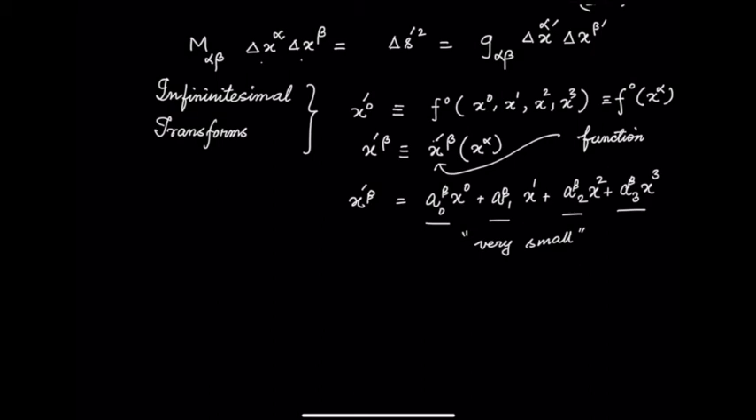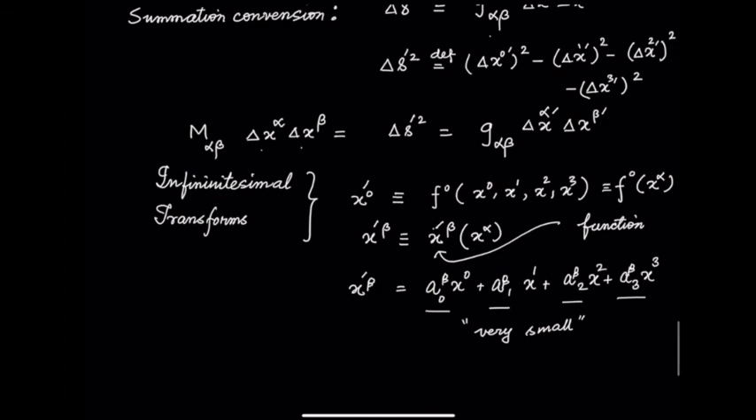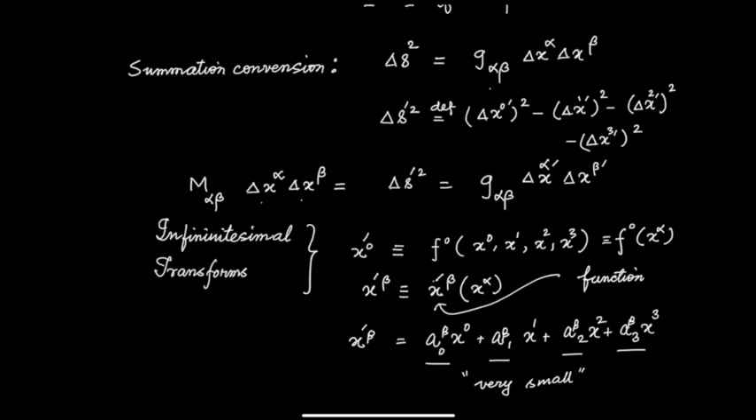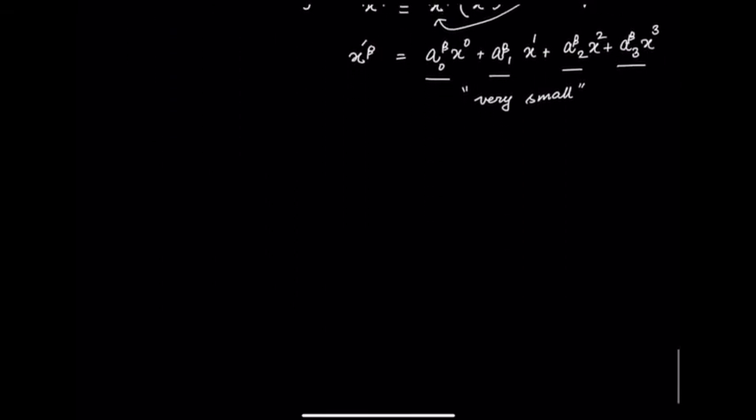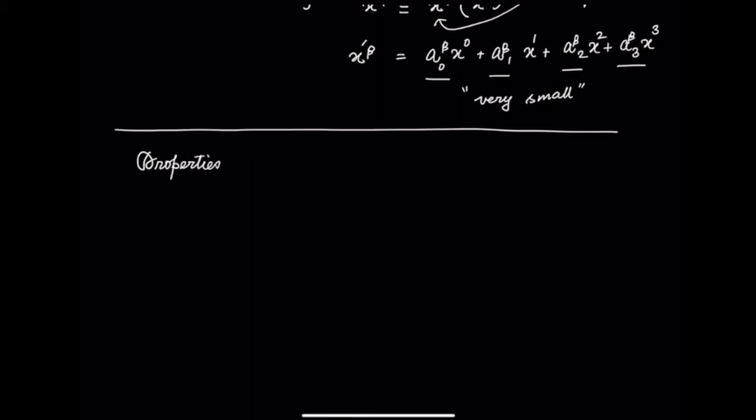Okay. So now, if I can figure out the properties of m alpha beta, then I can figure out the relation between delta s square in one reference frame and delta s prime square in the other reference frame. So let us say properties of m alpha beta. What is m alpha beta? Where is m alpha beta coming from? It is coming from the infinitesimal transformation.